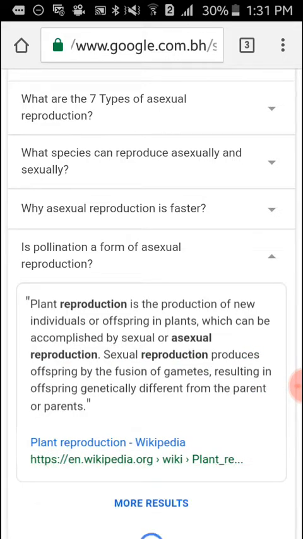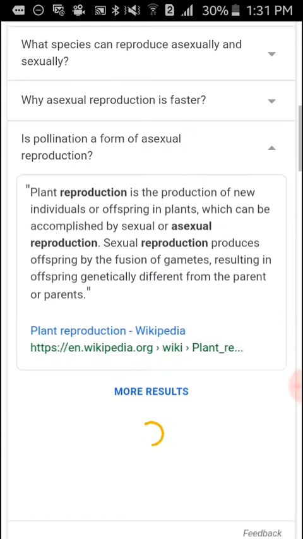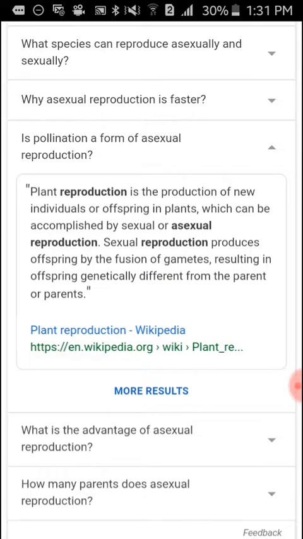Is pollination a form of asexual reproduction? Somebody asks. Plant reproduction is the production of new individuals or offspring in plants, which can be accomplished by sexual or asexual reproduction. Sexual reproduction produces offspring by the fusion of gametes, resulting in offspring genetically different from the parent or parents. Right, because that's what happens when you have sexual reproduction.